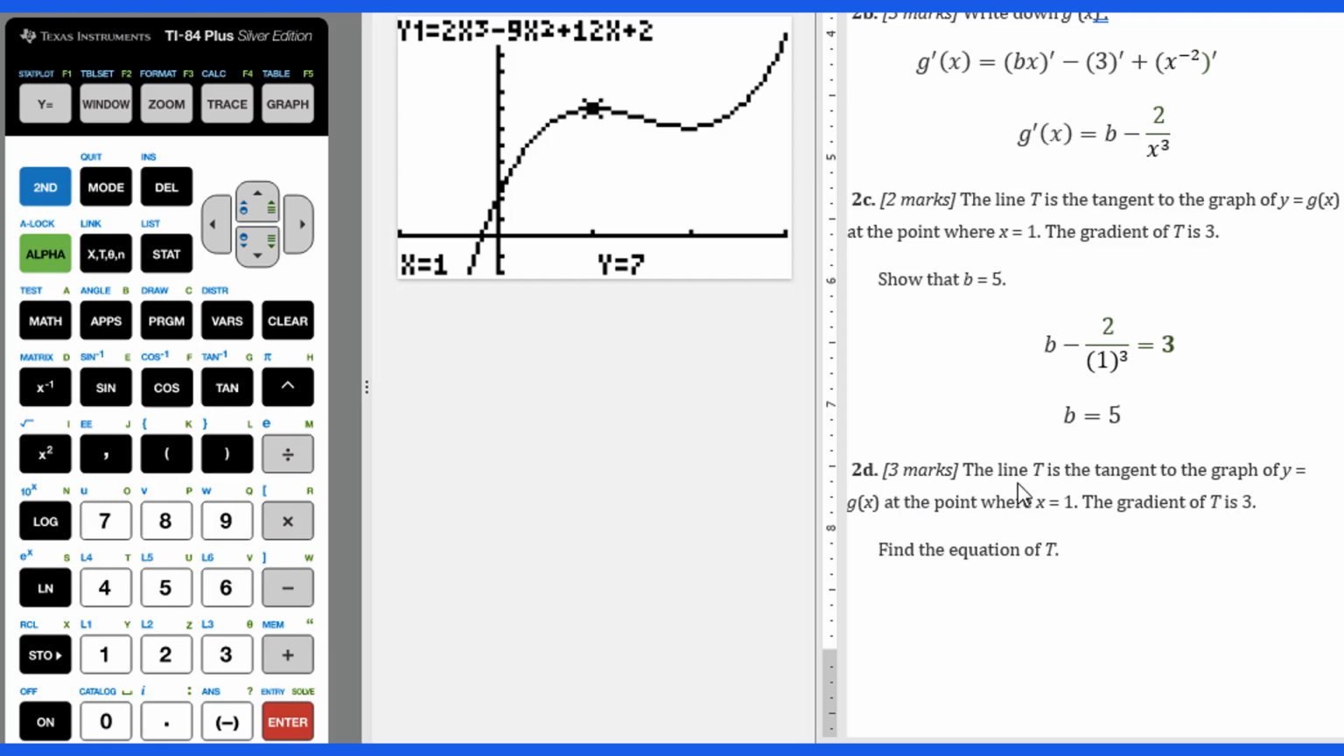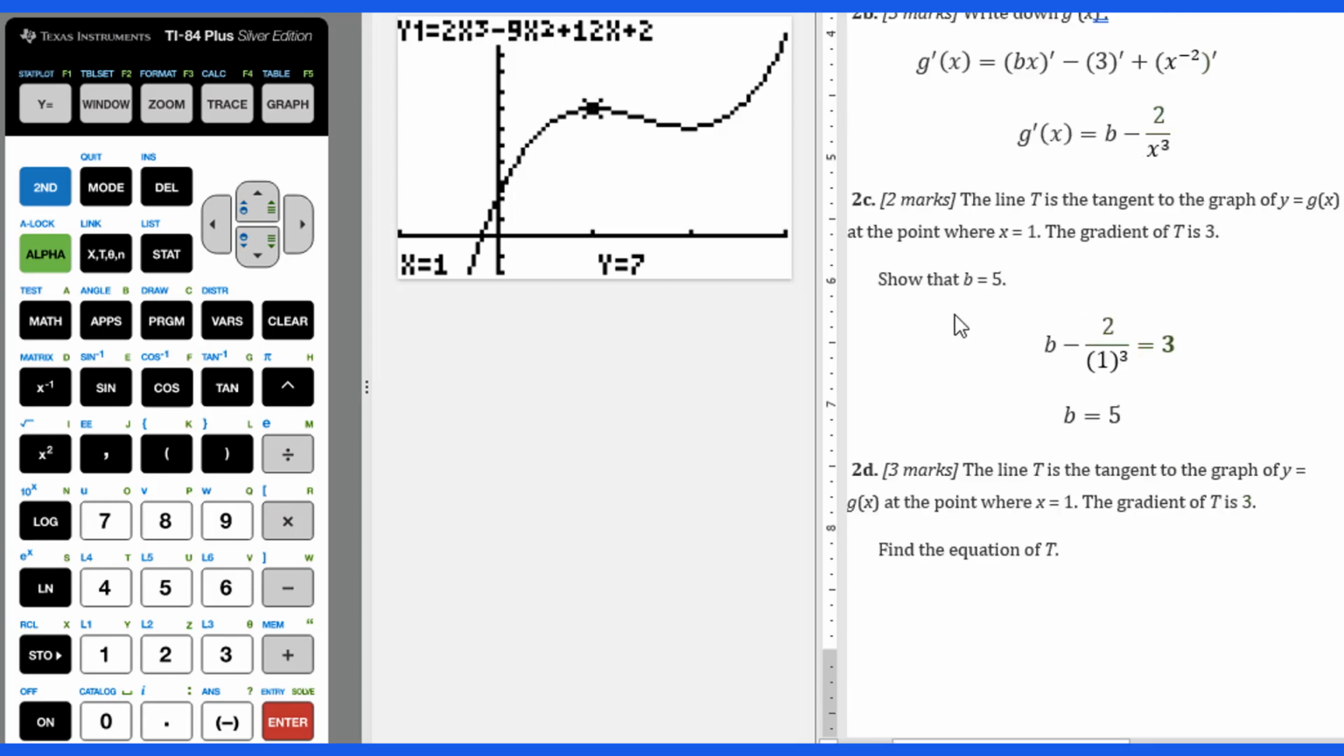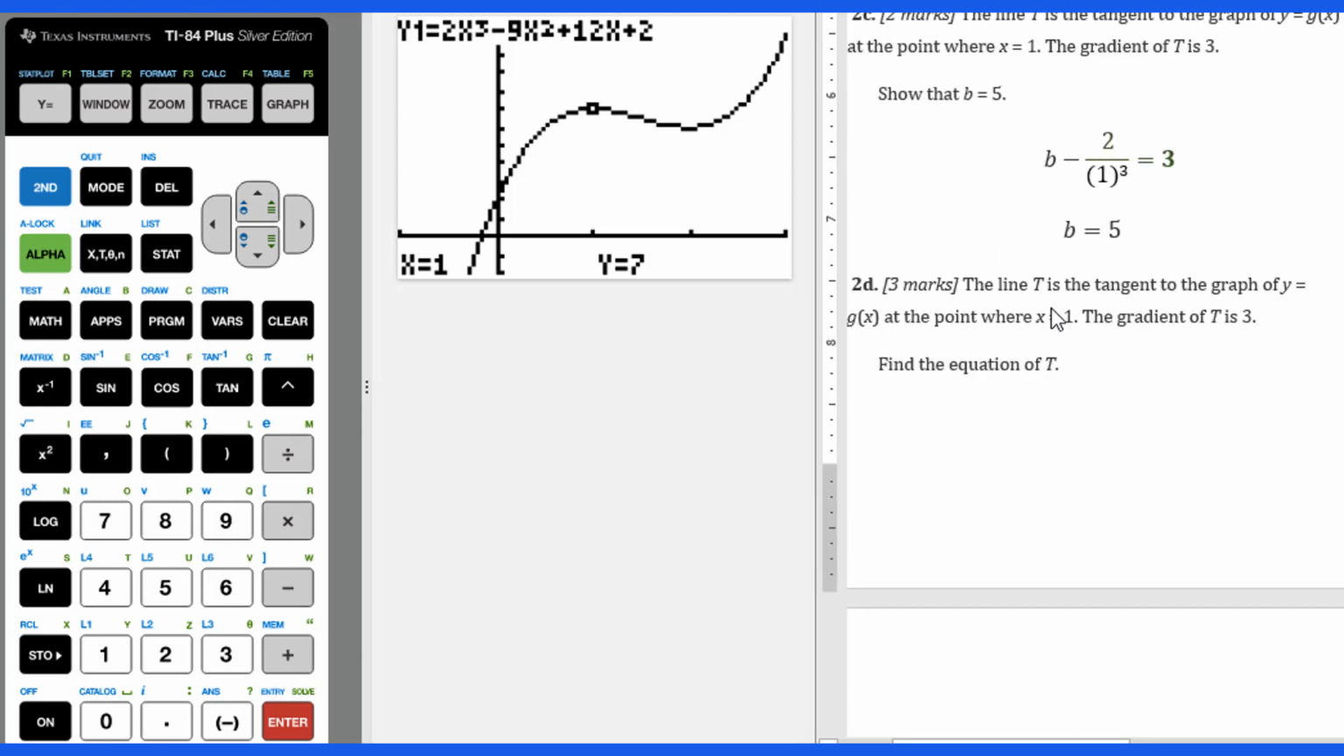For 2D, the line t is the tangent to the graph of y equals g of x at the point where x equals 1. The gradient of t is 3. Find the equation of t. Remember, when you have a function like bx minus 3 plus 1 over x squared, you cannot put this b into the graphing calculator. After you get b equals 5, then you can use a graphing calculator now.